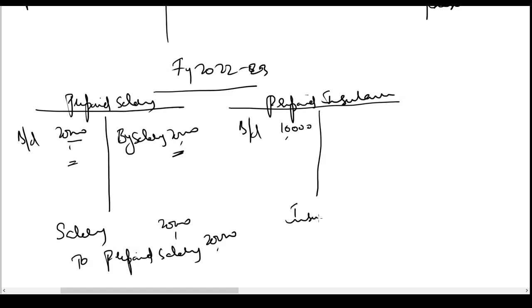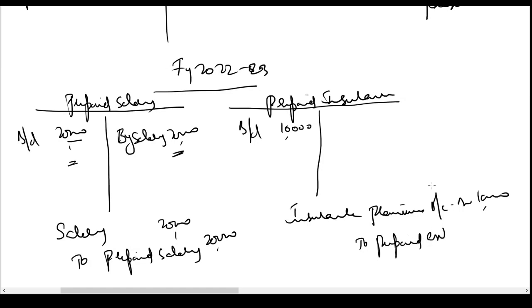Similarly, as time passes by, the insurance premium which is paid in advance will be adjusted by the insurance company towards the premium. Insurance premium account debit 10,000 to prepaid insurance. Next year they will become expense. With this, these accounts will get closed in the next year. So this is how we deal with prepaid expenses when they are given inside the trial balance.